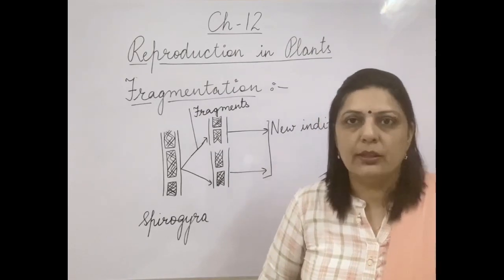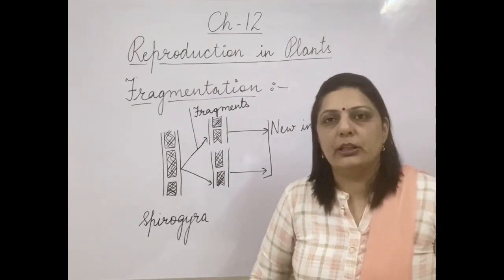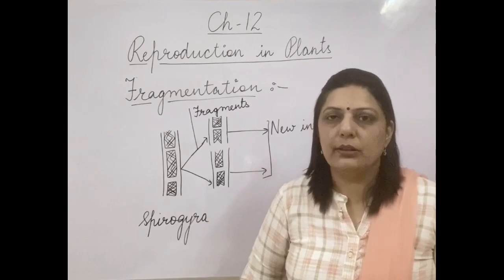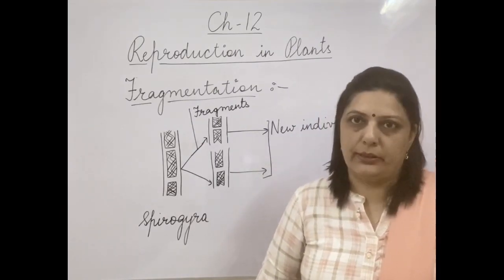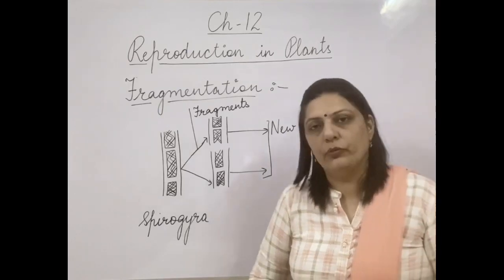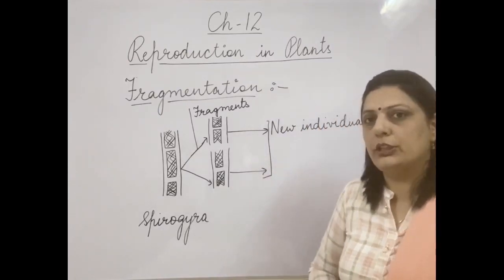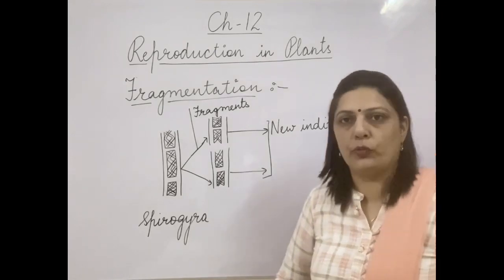In your NCERT chapter, it is mentioned about Spirogyra, but there are certain other species also which can multiply with the help of fragmentation. So this is about fragmentation, and next which is given in your book is spore formation.